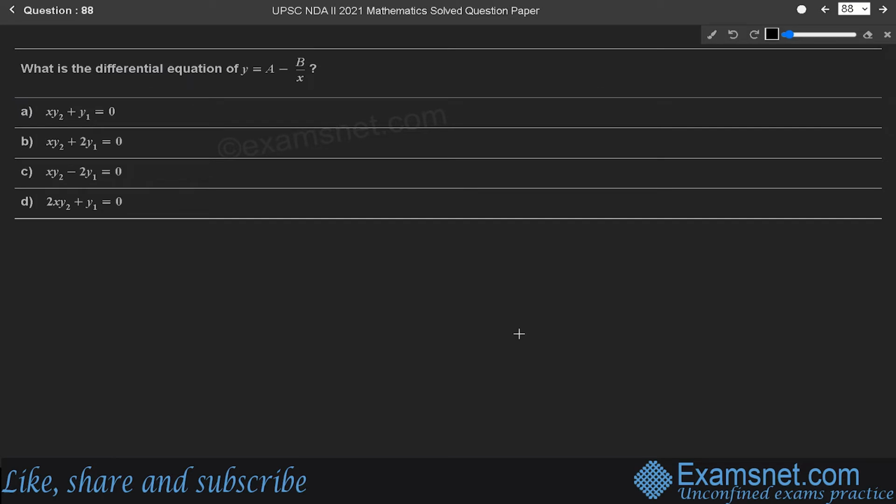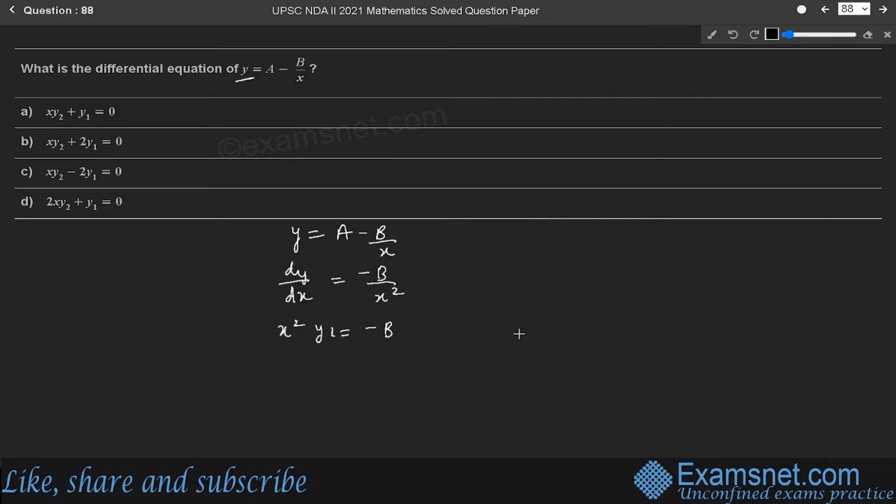Next question is, what is the differential equation of y equals a minus b by x? This is a question from differential equations, so we have to solve it. Y is equal to a minus b by x, then dy by dx will be equal to minus b upon x square, and in the question it is given as y, or we can say y1. So x square into y1 is equal to minus b.